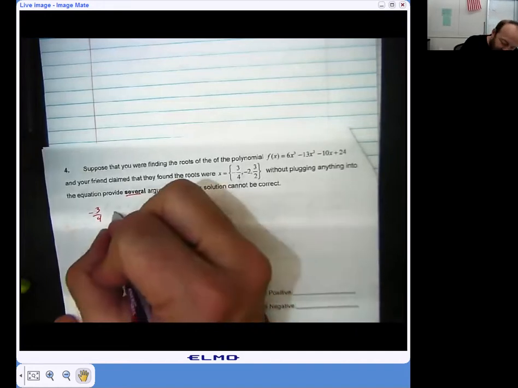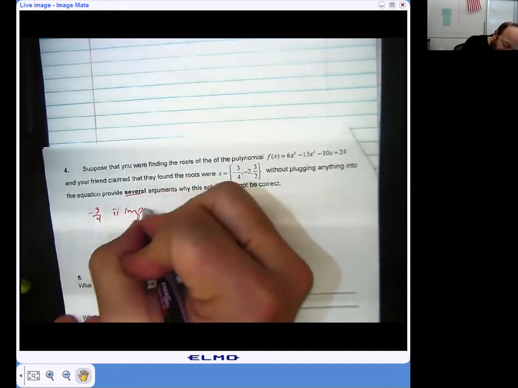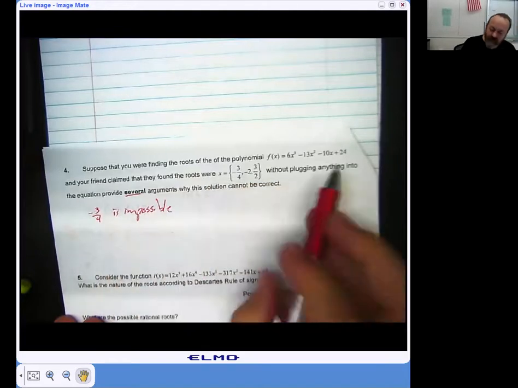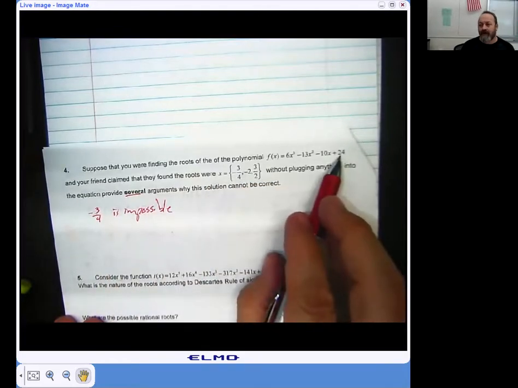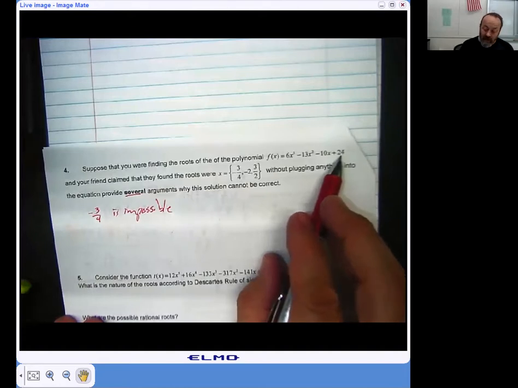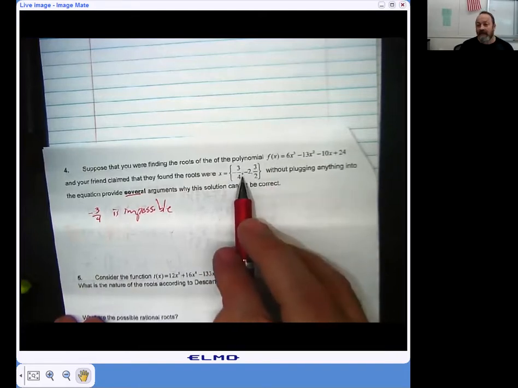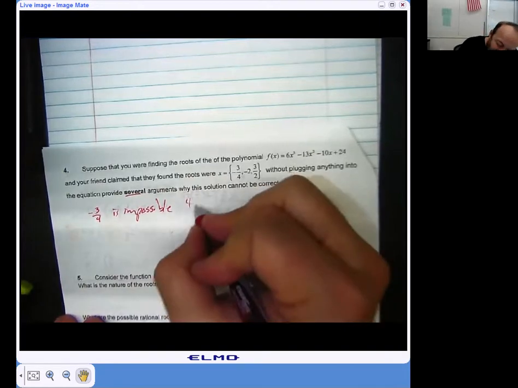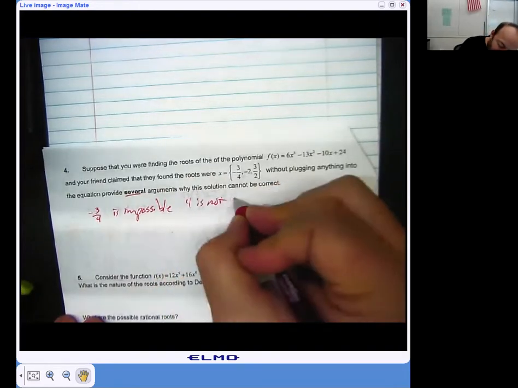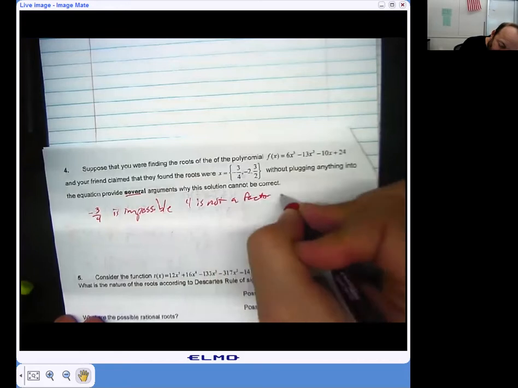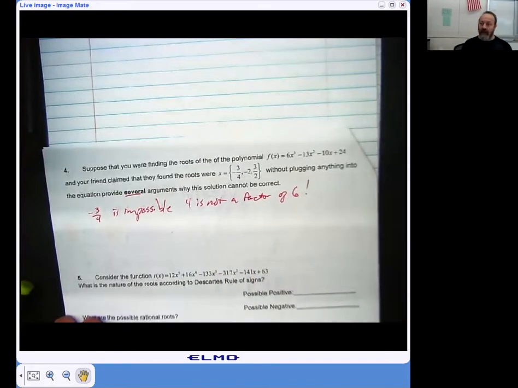That is impossible. And I know that it is impossible because when we look at our possible rational roots, the numbers that go into 24 are all good: 1, 2, 3, 4, 6, 12, and 24. These are good numbers, but the denominators have to come out of this 6, and that's not possible because 4 is not a factor of 6. That's all I needed to know. That's not even a possible answer.